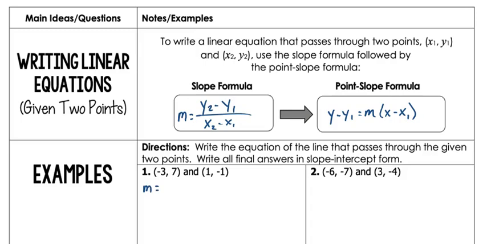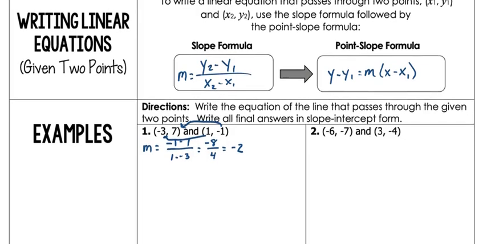So m equals y2 minus y1. So negative 1 minus 7 over, now I'm going to do my x's. So that would be 1 minus negative 3. Well, 1 minus 7 is negative 8. And 1 minus negative 3. Well, minus a negative is plus a positive. So that's like 1 plus 3, which is 4. And negative 8 divided by 4. Remember, we must always simplify these fractions. And this happens to divide out evenly, so my slope is negative 2.